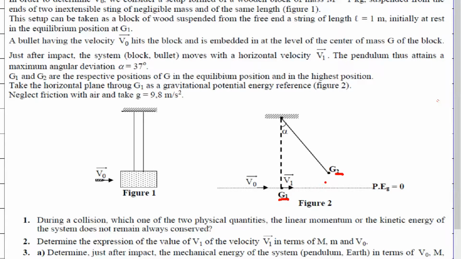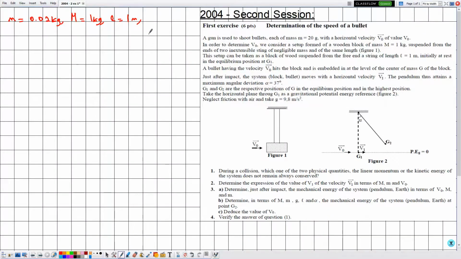Take the horizontal plane through G1 as the gravitational potential energy reference, figure 2, and neglect friction. Since we don't have friction, the mechanical energy of the system is conserved, and the value of g is given by 9.8, which is the gravitational acceleration, reflecting the fact that this experiment is being performed on Earth.